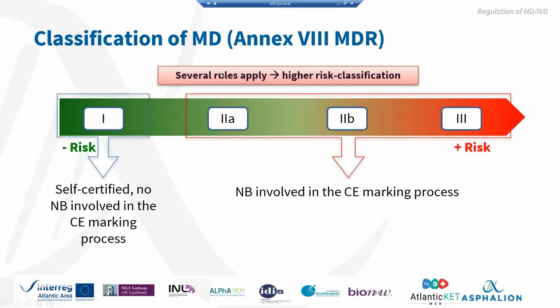If we identify several rules that apply to our device, we will use the one that leads to a higher risk classification. For instance, if one rule classifies your device as a class 2A and another rule classifies your device as a class 3, you will classify your device as a class 3. You will not classify it with a lower class, but with a higher class.